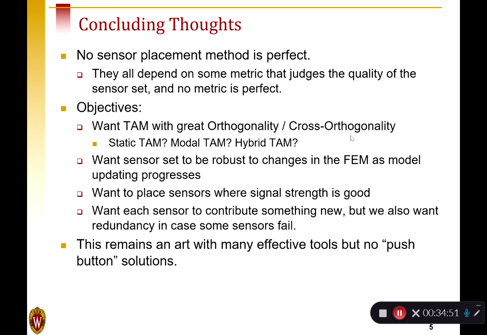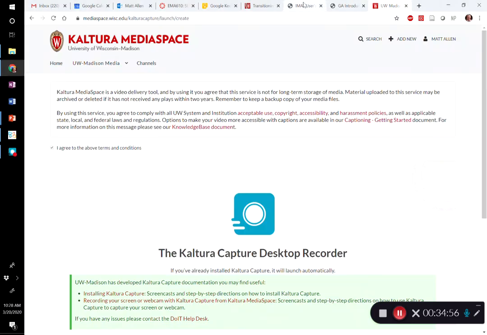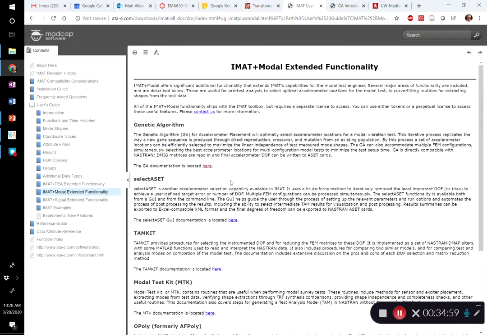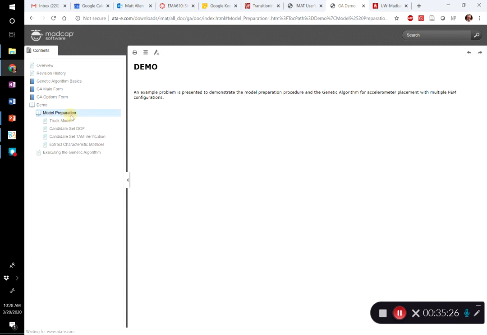One last thing that I'll mention is, if you look at a commercial software, so IMAT is made by ATA Engineering. They do this kind of work day in, day out. So some of the world's experts on testing, finite element model updating, sensor placement. And so it's interesting, you can go to their website and you can read about what they do. They use a genetic algorithm for accelerometer placement. And you can actually look at a demo that they do.